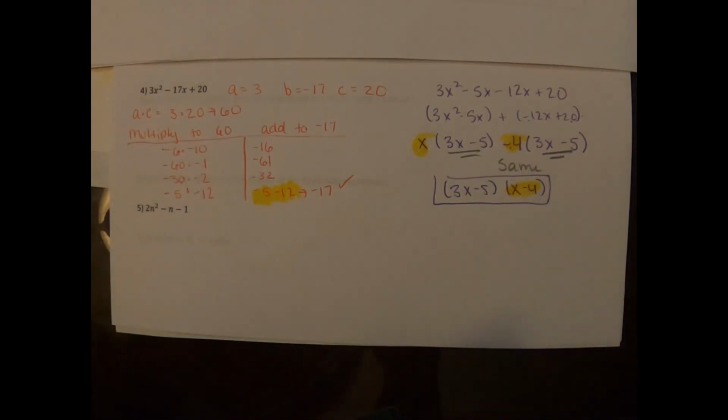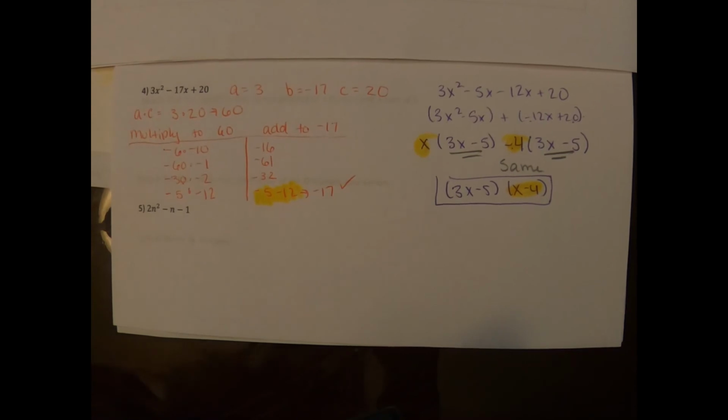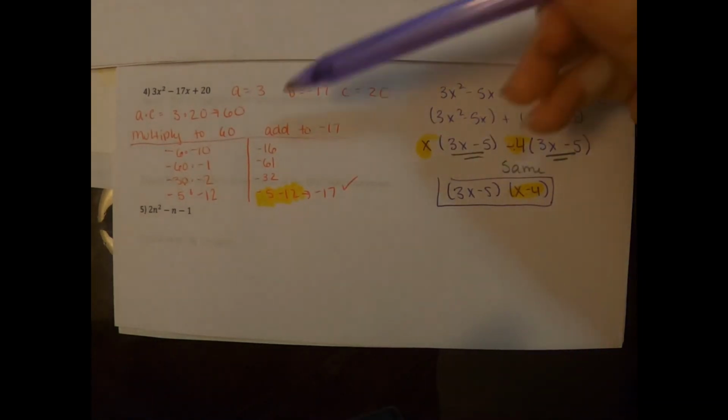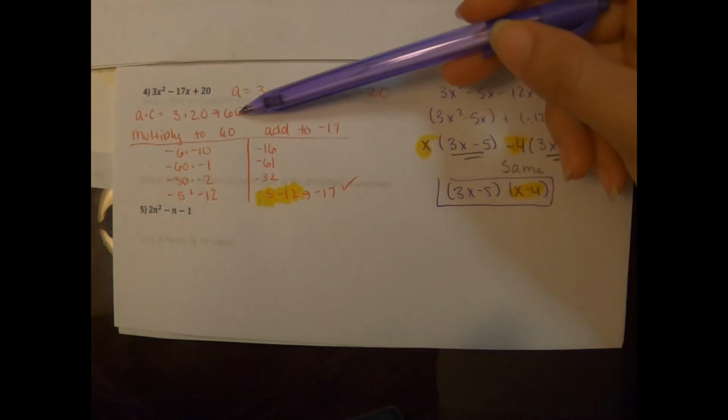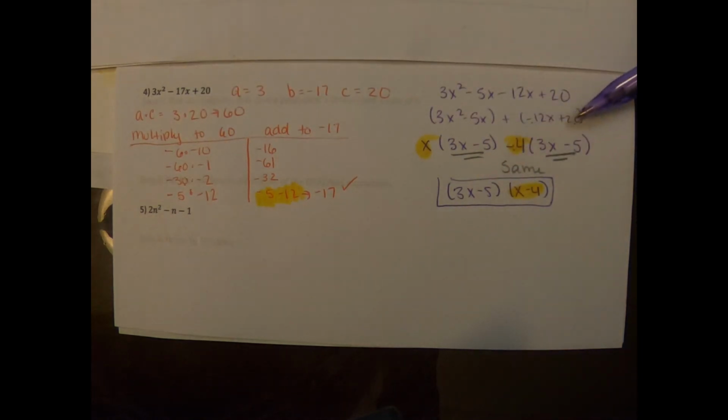So that was a challenge problem. I'm glad it was included here in these examples. It is in your book as well. It is challenging to find numbers that multiply to 60 and add to negative 17, and then factoring this negative out and changing signs. That's pretty tricky.